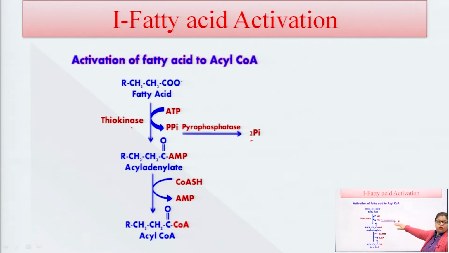This pyrophosphate is converted into two phosphates, breaking the pyrophosphate bond, and there is formation of acyl adenylate. This acyl adenylate is reacted with coenzyme A to form adenyl monophosphate. This adenyl monophosphate is removed from the reaction, and the adenylate is converted into acyl coenzyme A.